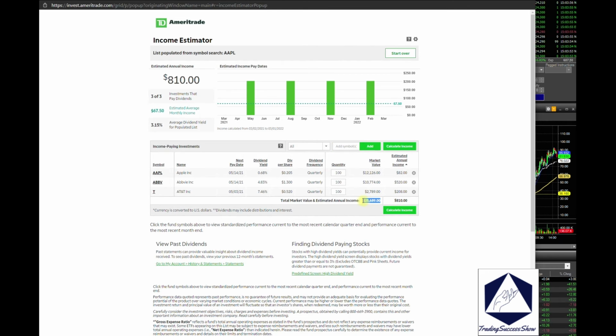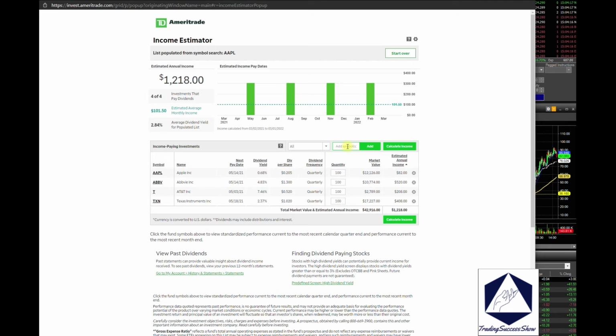You invested $25,000 and now you have $810 per year. That's going to be your payout. Say for example, let's say we have Texas Instrument. Okay, Texas Instrument pays out what? 1.02 per share. So you see how I'm going about this.